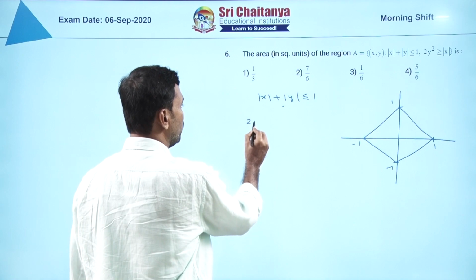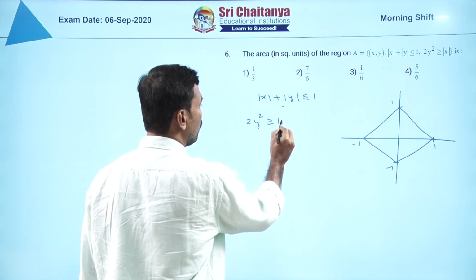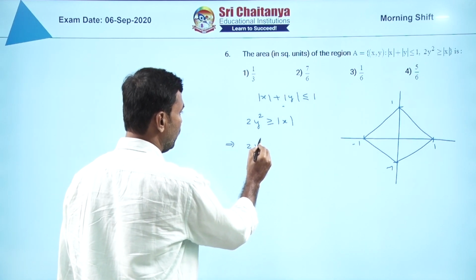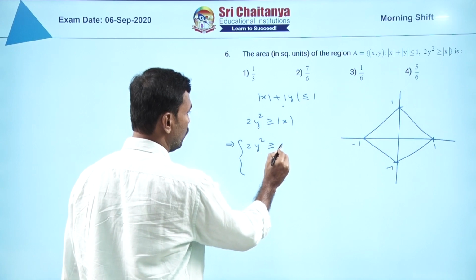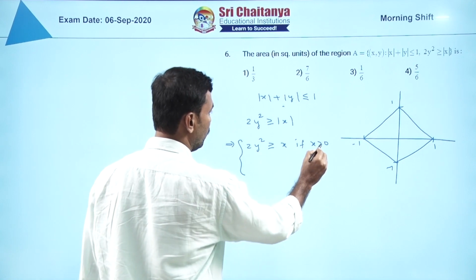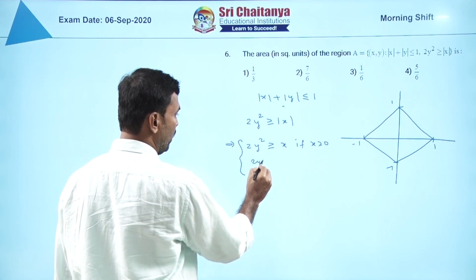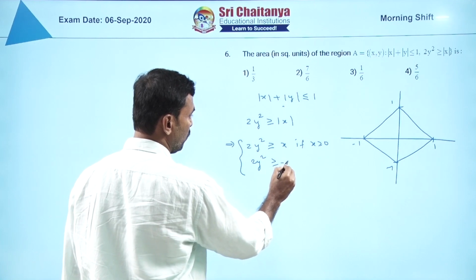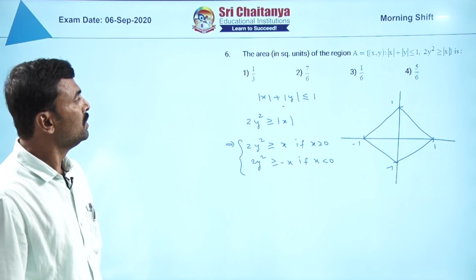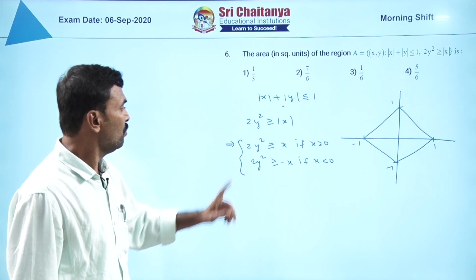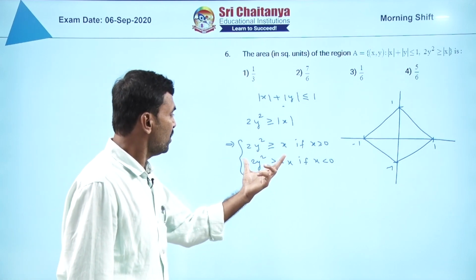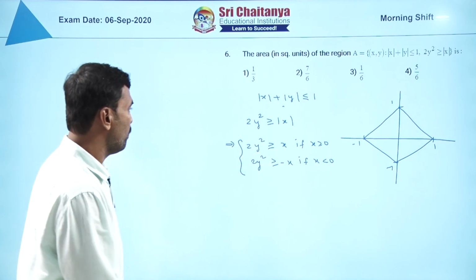and 2y square greater than or equal to mod x implies 2y square greater than or equal to x if x positive and 2y square greater than or equal to minus x if x negative. So, these two inequalities give the exterior region of the parabolas.